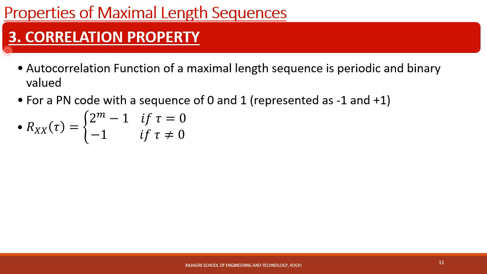The third property of maximal length sequence is the correlation property. It states that the autocorrelation of a maximal length sequence is always periodic and binary valued. That is, it will take only 2 values. It has a maximum value of 2 raised to m minus 1 and a minimum value of minus 1. The value 2 raised to m minus 1 occurs when there is no shift, that is tau equal to 0. That is, it is a correlation between the same copies of the signal, and it will be minus 1 for all other shifted versions.